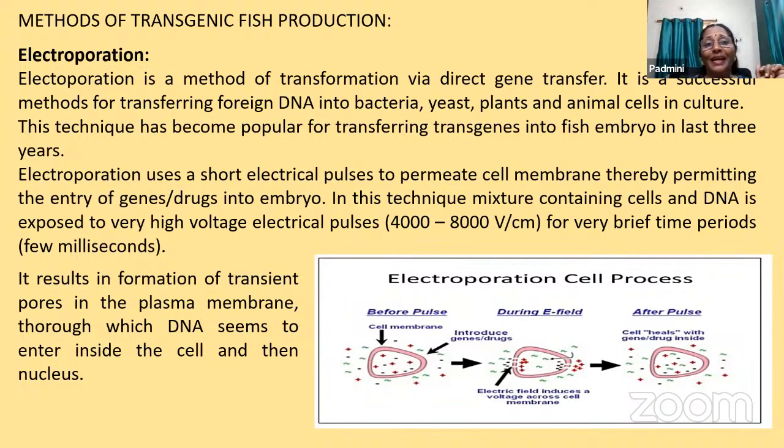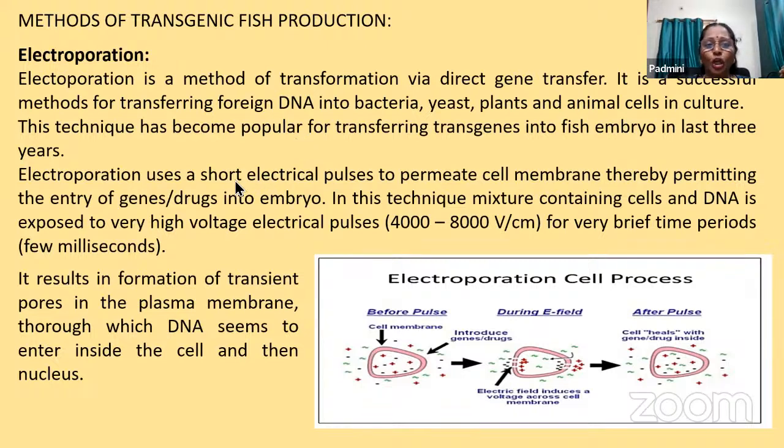Now we'll talk about a method of transgenic fish production by electroporation. This is one more very important technique, and it is also gaining a lot of interest among biotechnologists. So what is this electroporation? This is a method of transformation via direct gene transfer. You don't have to wait for fertilization, or you're not going to wait for microinjection. So this is a direct gene transfer. It is a method for transferring foreign DNA into bacteria, yeast, plants, and animal cells in cultures. This technique has become popular for transferring transgenes into fish embryos in the last 3 years. So this is just a budding type of experiment.